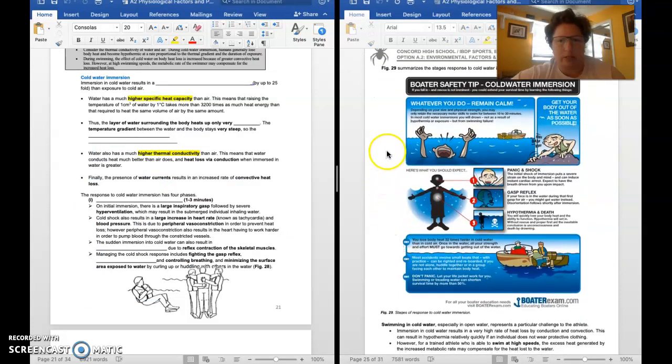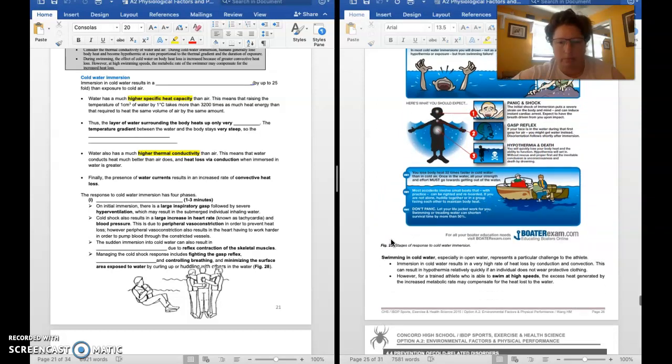So on this page you see some boater safety tips. Get out of the water as soon as you can. Remain calm. Things you should expect: panic and shock, gasp reflex, hypothermia, and death if you don't get out of the cold water sooner than later.